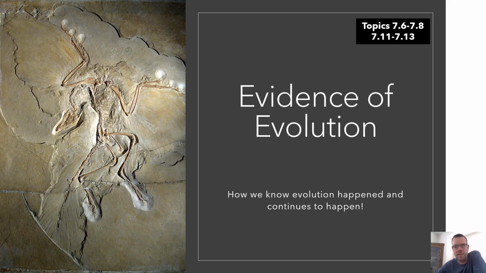Hey guys, it's Stratton. Today's video is on evidence of evolution, which is AP topics 7.6 through 7.8 and 7.11 through 7.13. What we're going to talk about today is how do we know that evolution happened and how do we know that it continues to happen today?